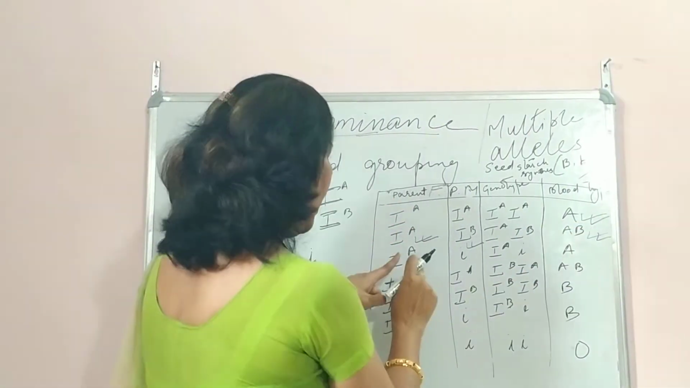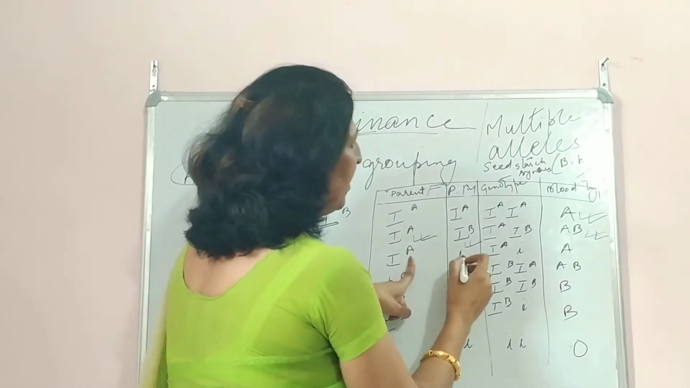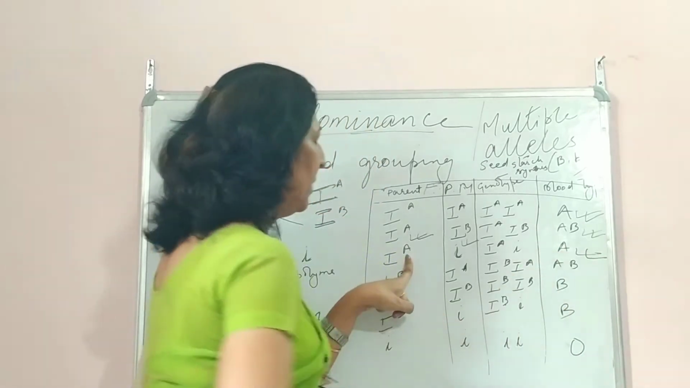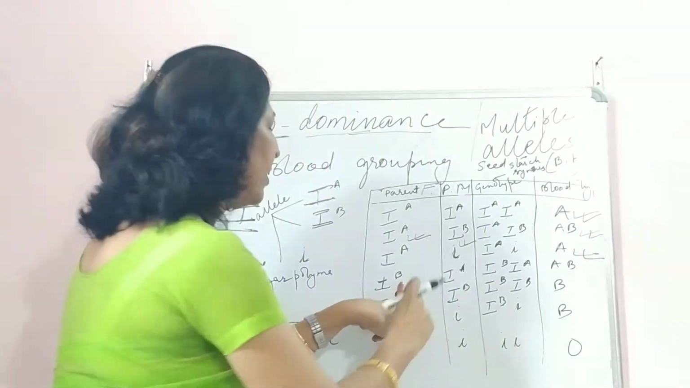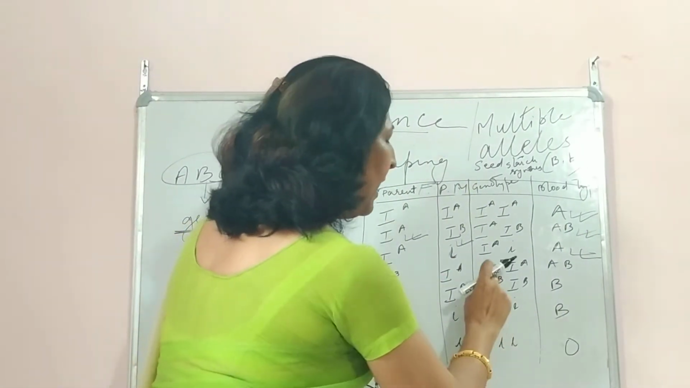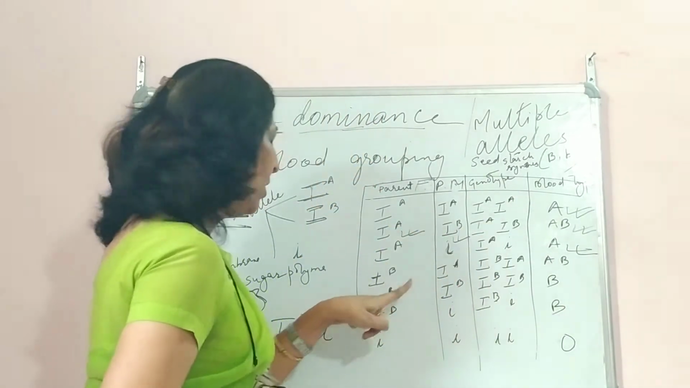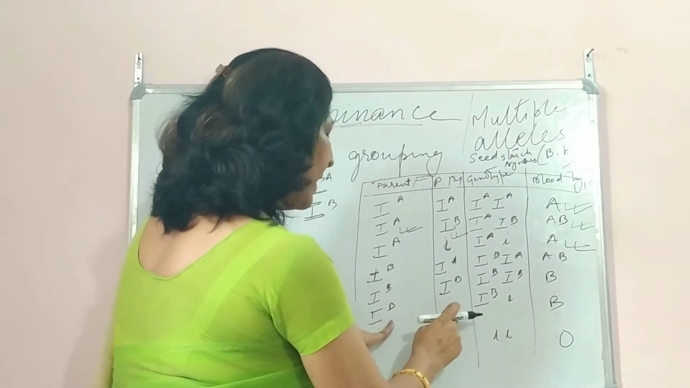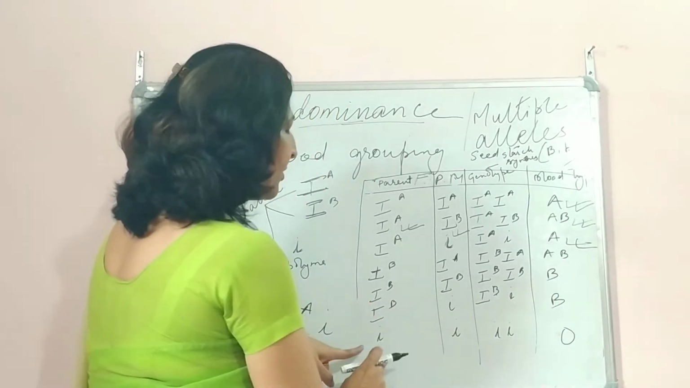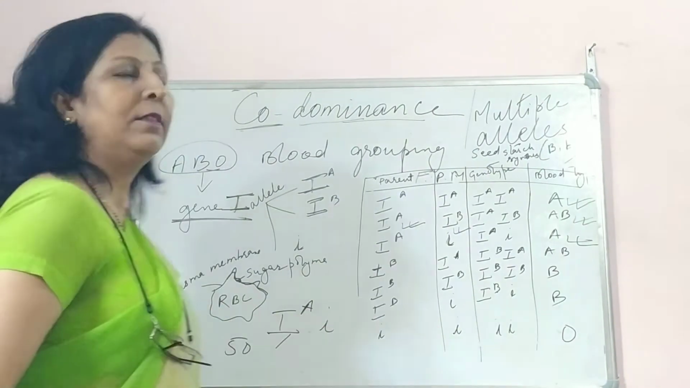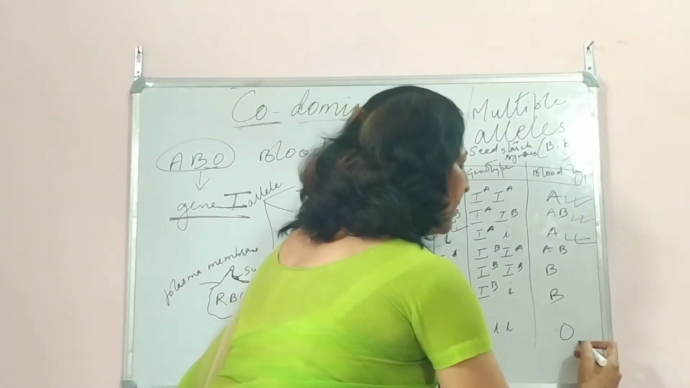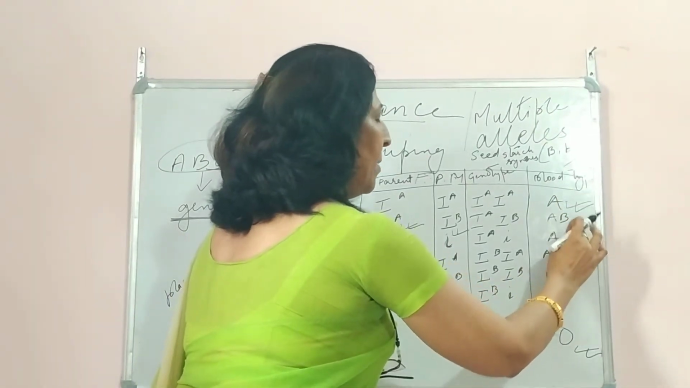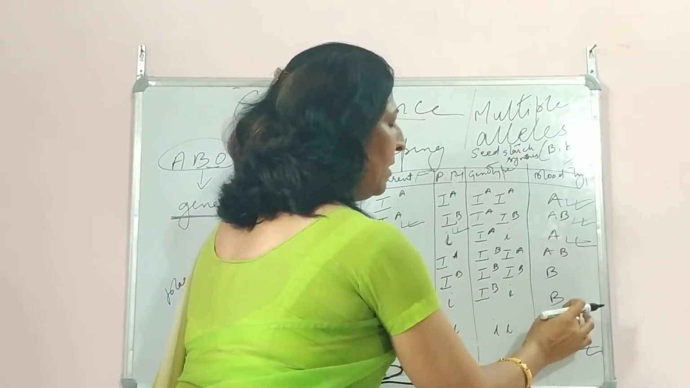So this is AB. The same with IA and i, where i will always be recessive. So here IA, so only A blood. The same goes with IB. If the father is IB and mother is IA, then IB, IA, AB blood group. IB and IB, definitely B blood group. IB and i, definitely B blood group. Small i and small i, both of them, then no sugars will be present, and the child will exhibit O blood group. Got it? So A, AB, A, AB, B, B and O.